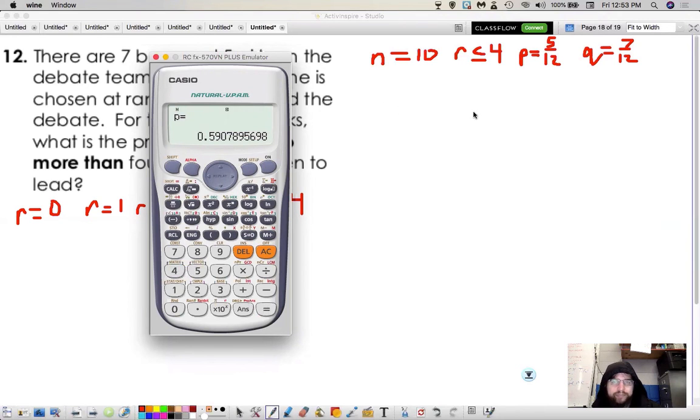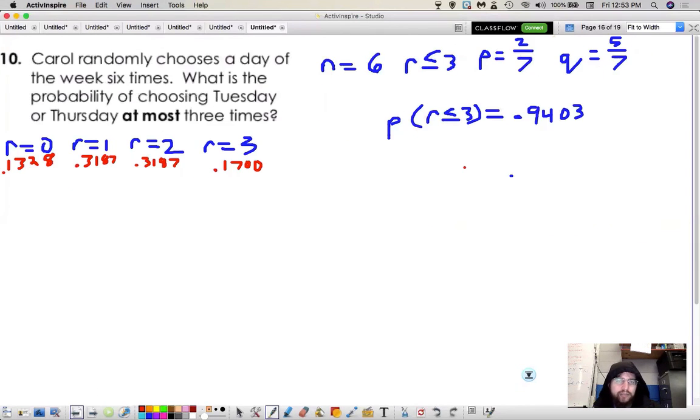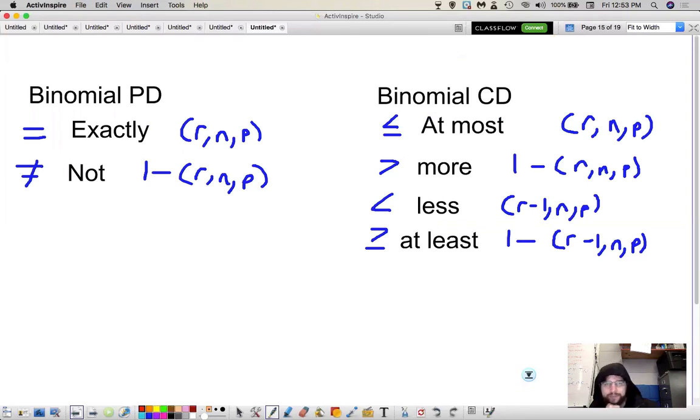0.5908. That's the probability that R is less than or equal to 4. And that's it, done. There's nothing else to it really. So again, make sure you can either make or remember this chart. That's the only tricky part. And make sure you can read and know which symbol is which. All right, that's it. See ya.